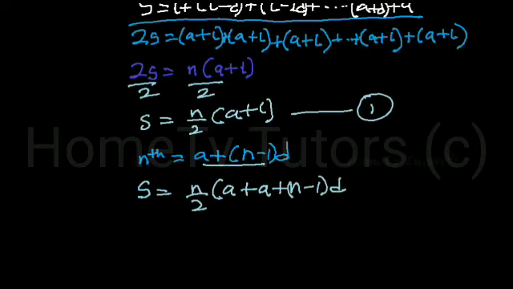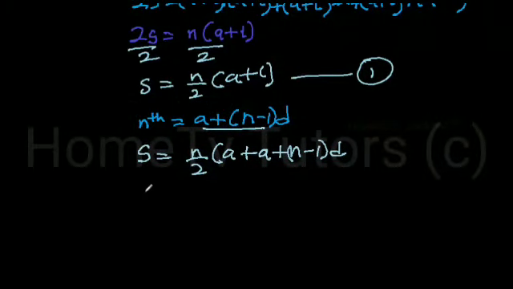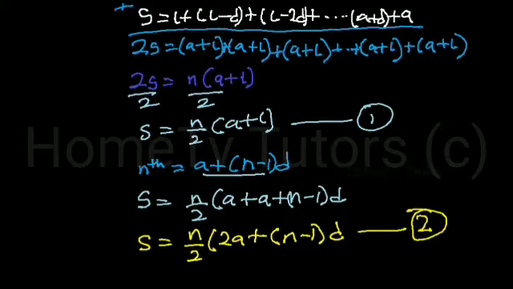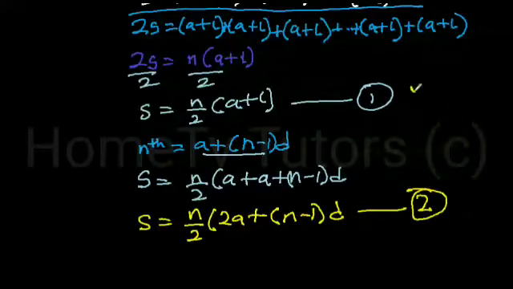We can see like terms A, so we add that up, and we have N over 2 bracket 2A plus N minus 1 bracket D. So this is the second formula. To find the sum of an AP, you either use this formula or that formula, depending on the terms that you are given in the question. Next are more examples. We're going to treat more examples using either of these formulas.